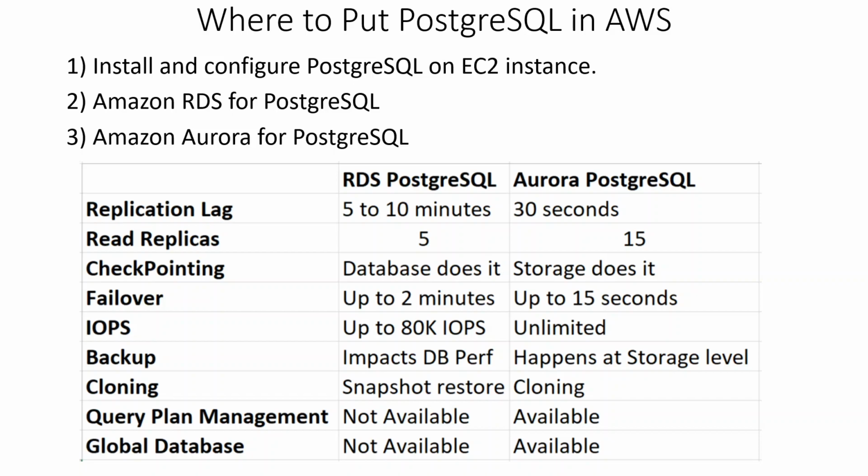So in summary, if you're running a mission critical heavy load database, then go with Aurora Postgres. Otherwise, RDS Postgres is suitable for most small to medium databases.